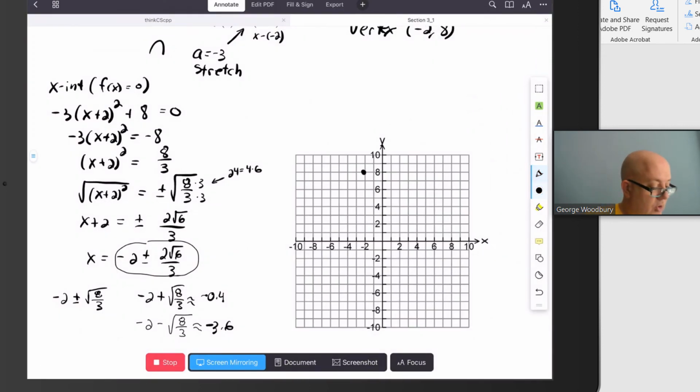Right. So we've got the two x-intercepts. Negative 0.4 is a little to the right of negative 0.5 or half. It's going to be about there. Negative 3.6 is a little more than halfway past negative 3 on the way to negative 4. It'll be about there.